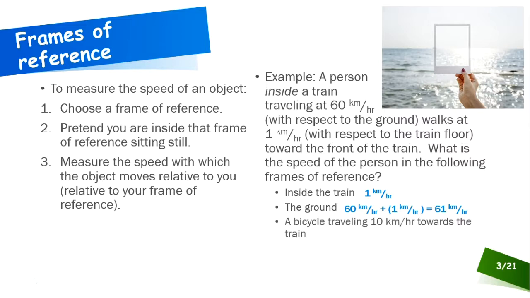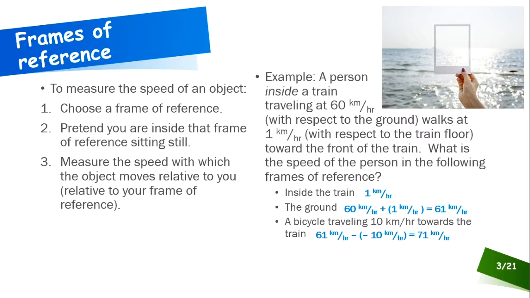What about from the perspective of a bicycle traveling 10 kilometers per hour towards the train? Well, the person inside the train is then going to be observed to be moving 71 kilometers per hour. 61 kilometers per hour with respect to the ground, and the bicycle moves 10 kilometers per hour with respect to the ground. Where do the negative signs come from? Well, the first negative sign comes because the two objects are moving in opposite directions. So they're moving towards each other. Whereas notice with respect to the ground, we added two positive numbers together.